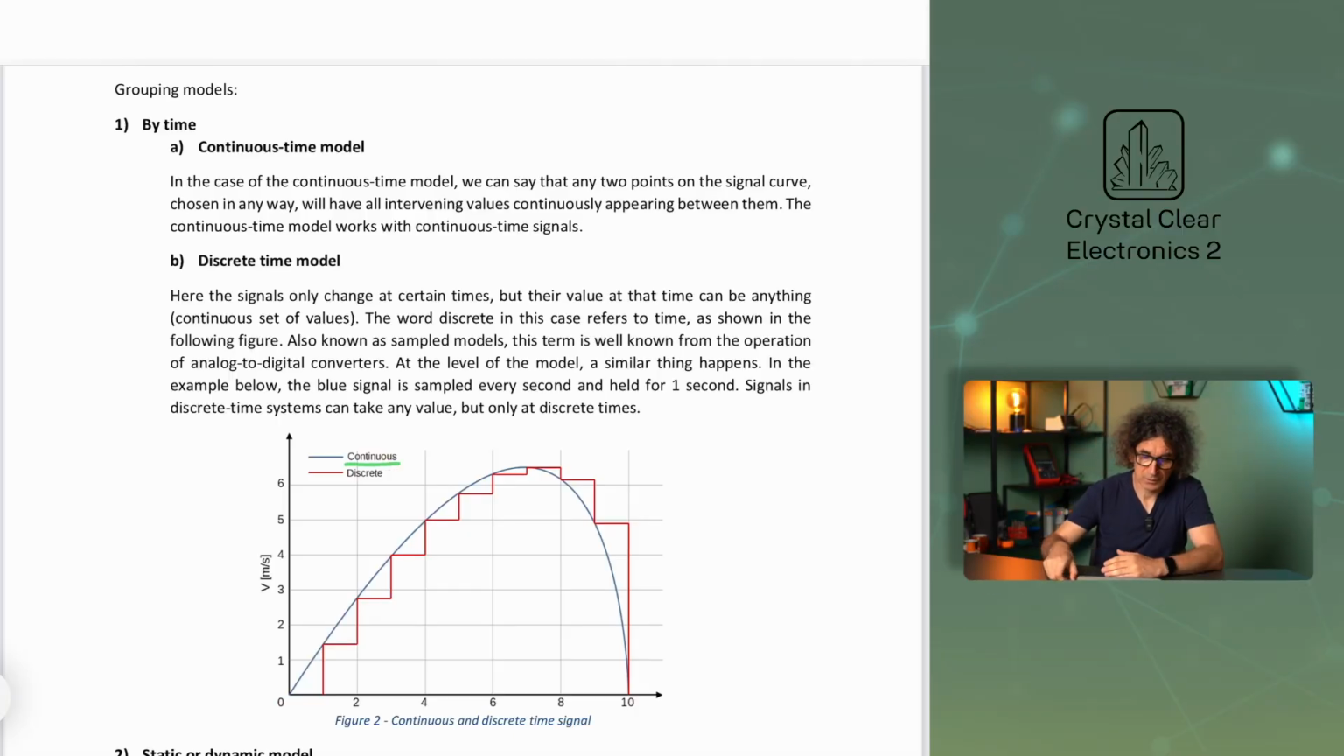In the case of the continuous time model, we can say that between any 2 points of the signal curve, all the values exist continuously. The continuous time model works with continuous time signals.